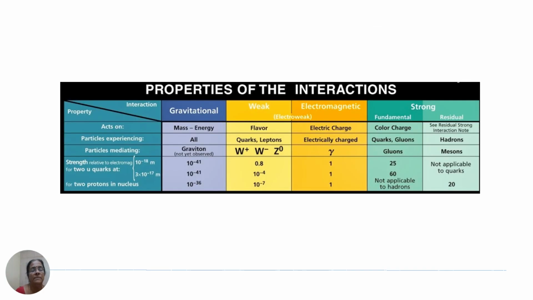Now, coming to the fourth interaction: even though there are four types of interactions, gravitational, weak, electromagnetic, and strong, the gravitational interaction is not included in the quantum model. The graviton is a boson, and this particle is not included in the quantum standard model, the quantum mechanical model.